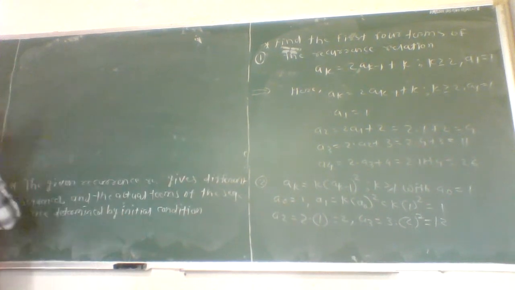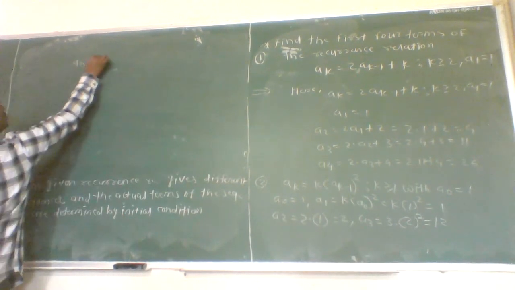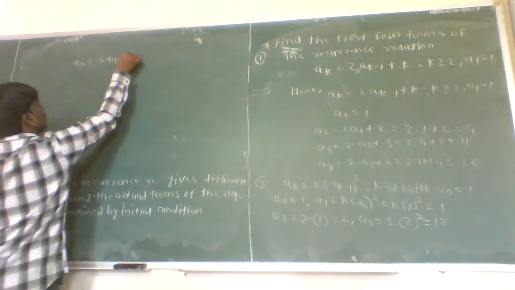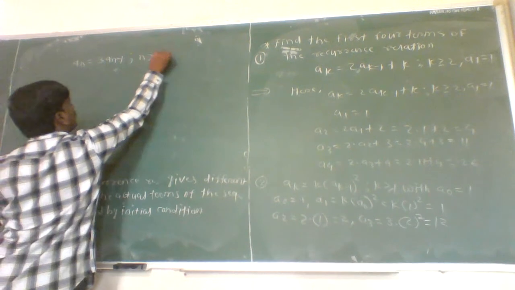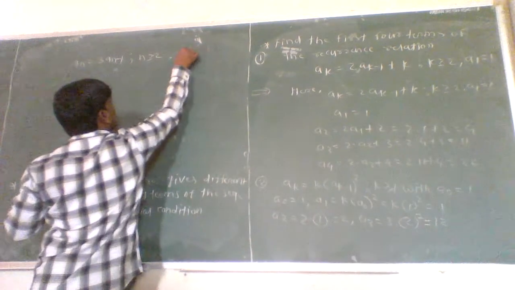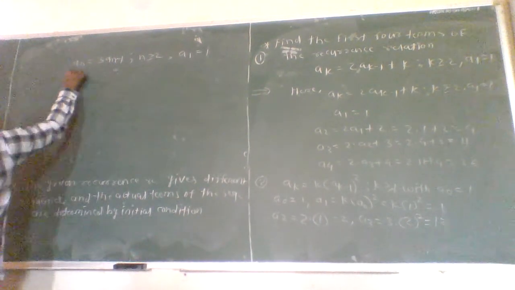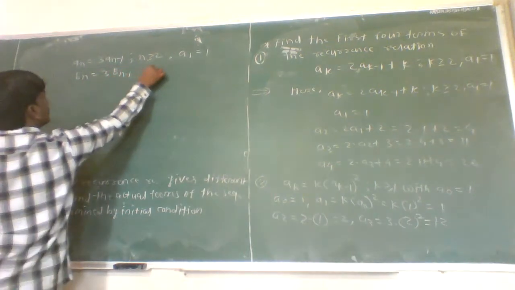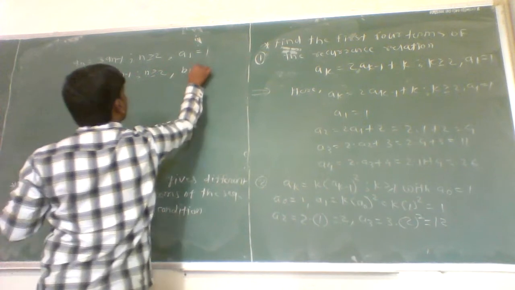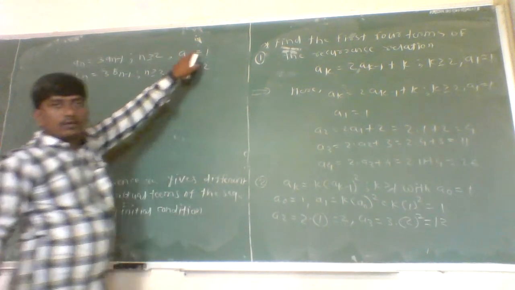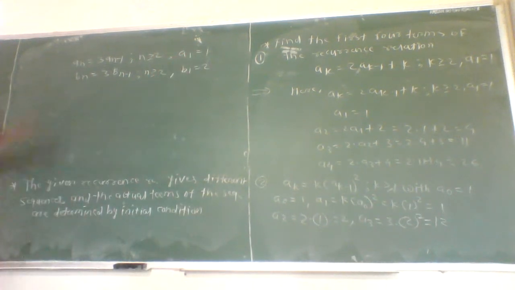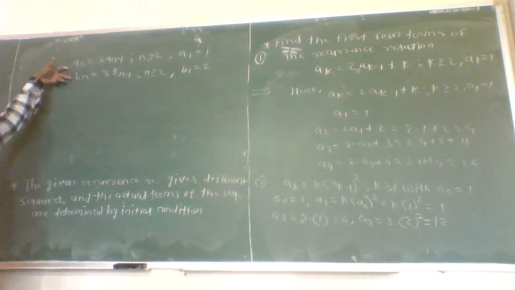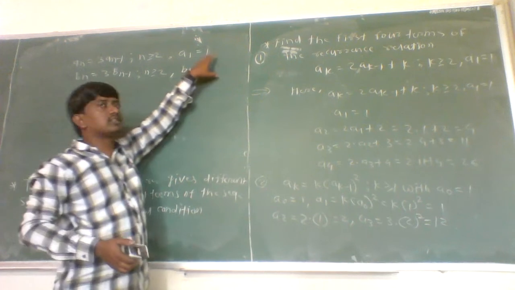For example, take the relation a_n equal to 3 times a_{n-1}, whenever n is greater than or equal to 2, with initial condition a_1 equal to 1, and b_n equal to 3 times b_{n-1}, whenever n is greater than or equal to 2, with b_1 equal to 2. If we don't see the initial conditions, both the recurrence relations look the same, but they give different sequences since the initial conditions are different.